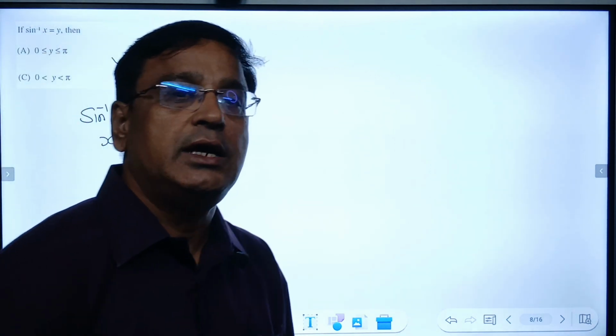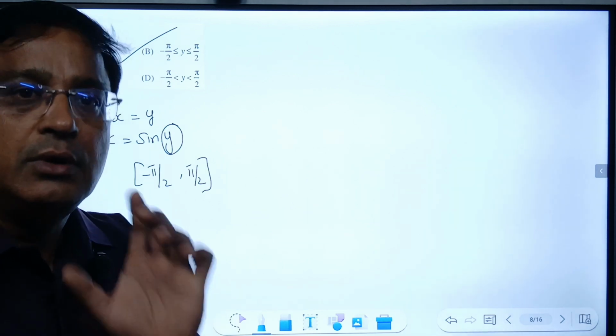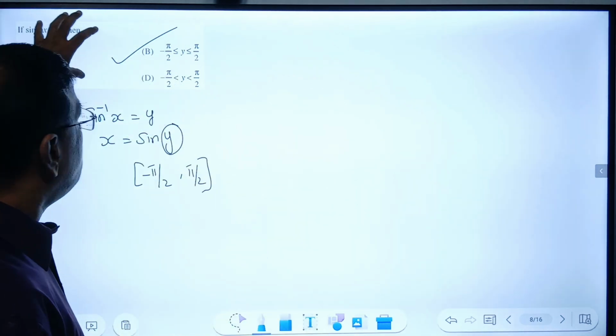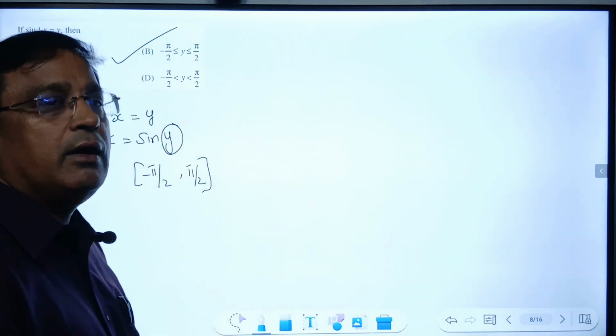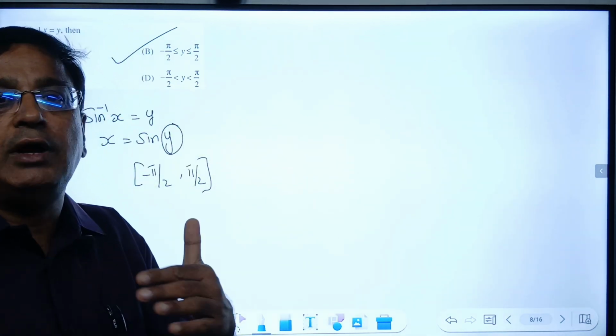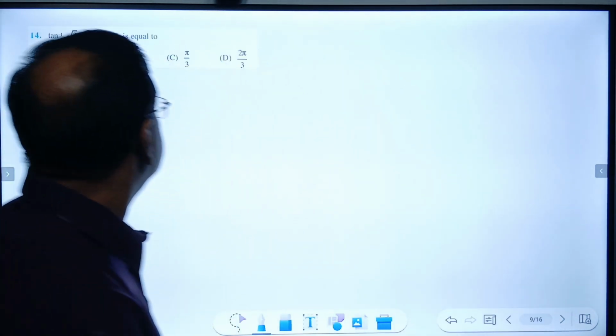All these are from NCERT, very, very important. Instead of sine inverse, they may give you some other function. Be careful. We will do more problems with difficulty in the next video. Today, whatever formulas you have done, we will just brush up on those formulas. That's all. Okay. Now let's come back to this problem.